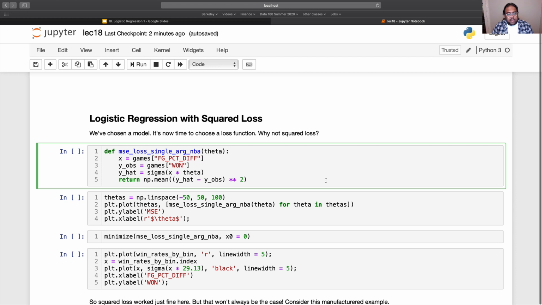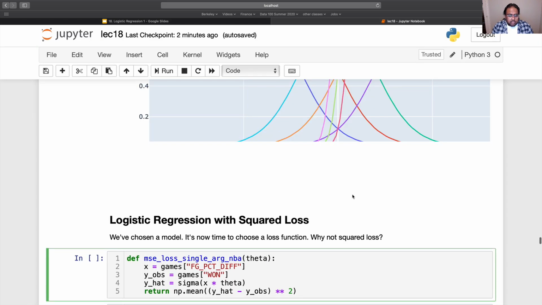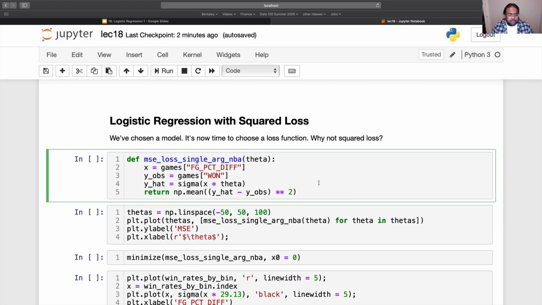So in this notebook, I've created this function, MSE loss single arg NBA. Now that's a mouthful, so what is it actually doing? Well, it takes in a guess for theta, and in this specific scenario, theta is just a single number, because our model thus far has only had a single feature. What it does is it takes in this choice of theta and returns the mean squared error for that choice of theta on our NBA dataset for the logistic regression model.